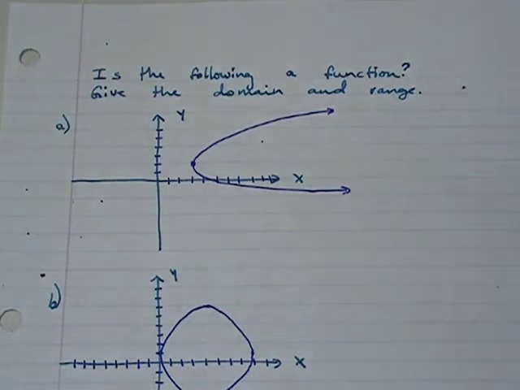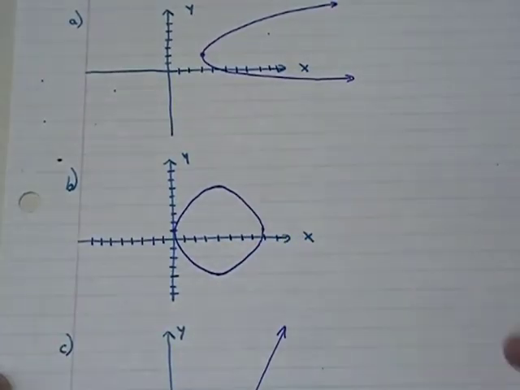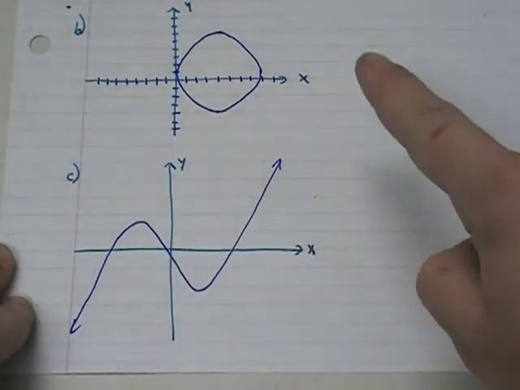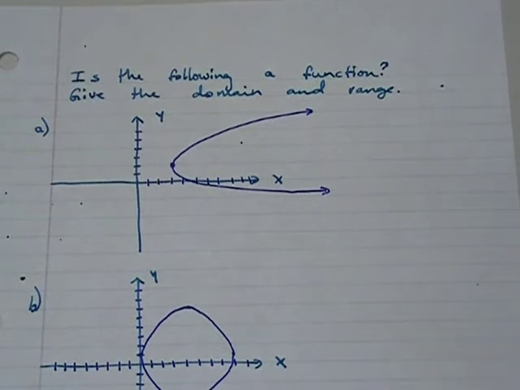So we've been asked a question today of three functions, A, B, and C. I'll show you each of them. Here's A, here's B, which is supposed to be an ellipse, but artist I'm not. And C is some kind of weird polynomial here. And the question is, are these a function, and give the domain and the range?